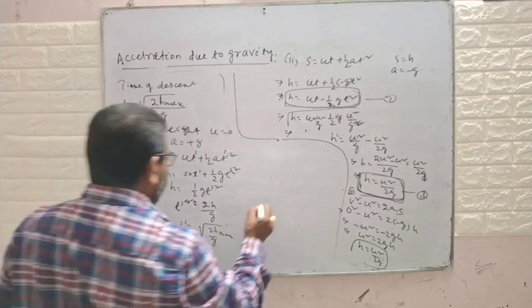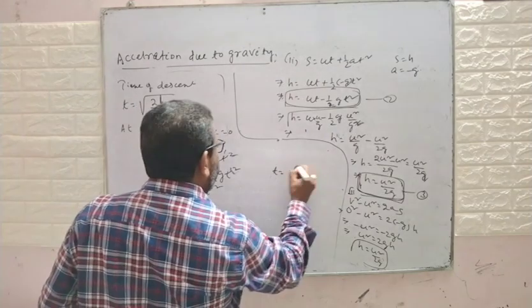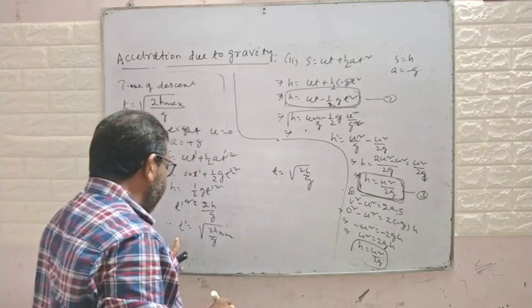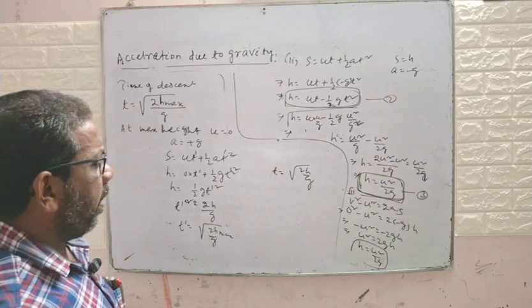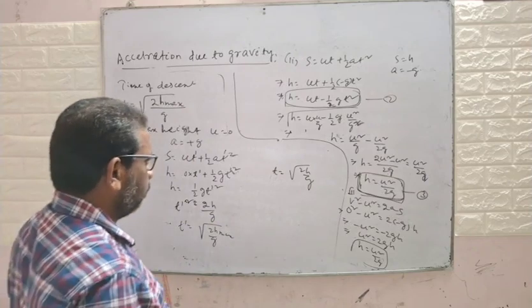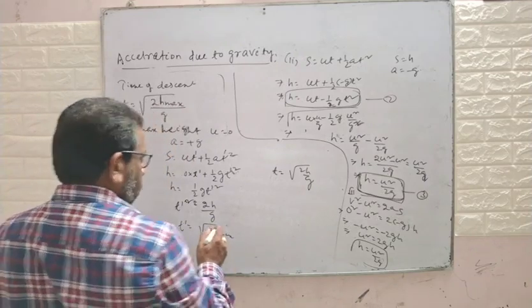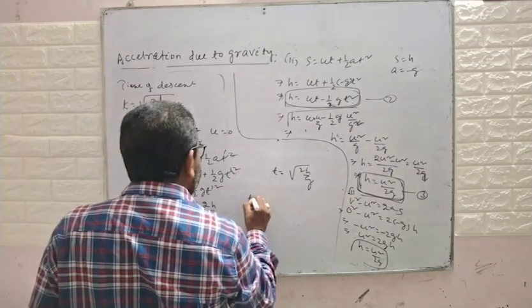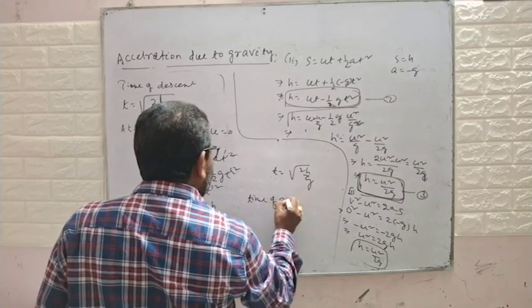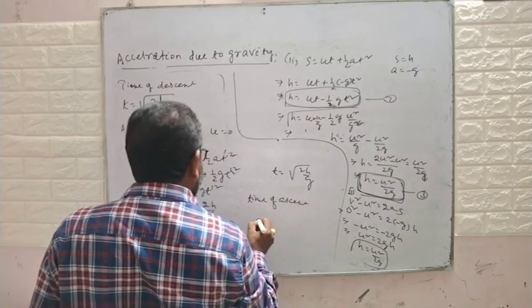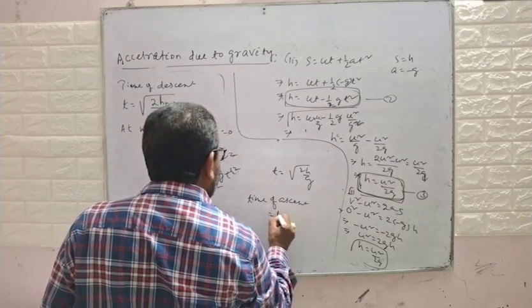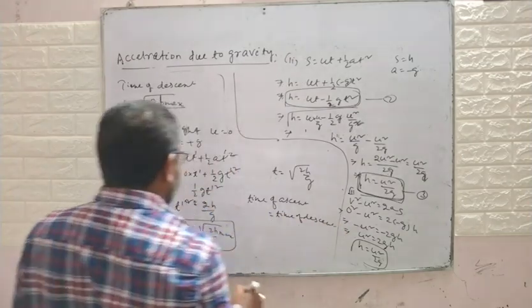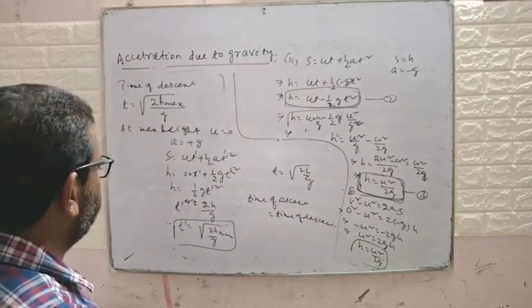In the first equation we get t equal to root over 2h by g. Here we get t dash equal to root over 2h by g. That means time of ascent is equal to time of descent. Time of ascent equal to time of descent.